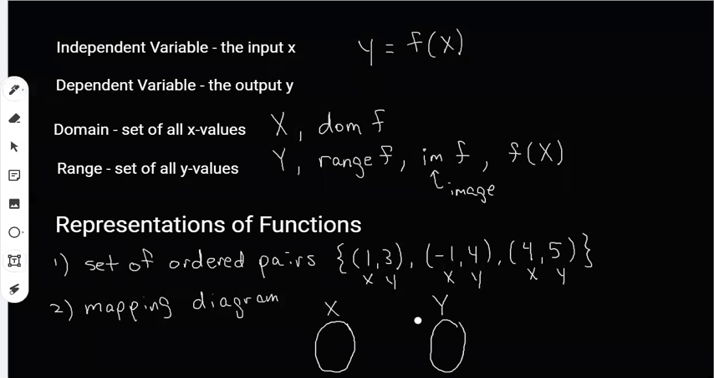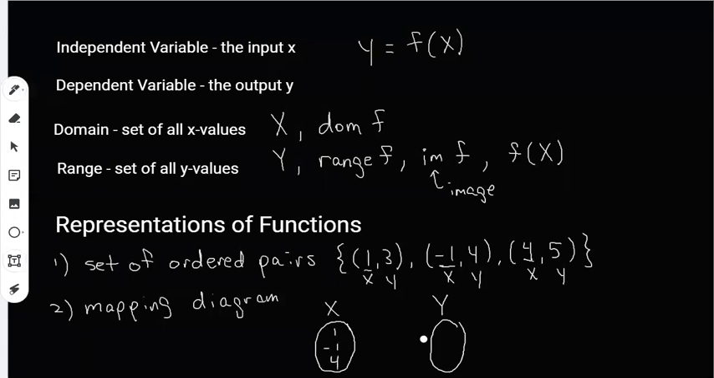What are the x values going to be? Because I'm going to put all the x values in this domain set over here. The domain is the set of all x values, so I'm going to need 1. I'm going to need -1. And then I'm going to need 4. So that's all the x values.